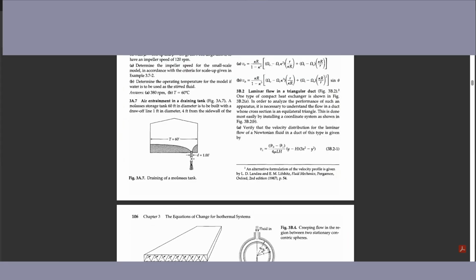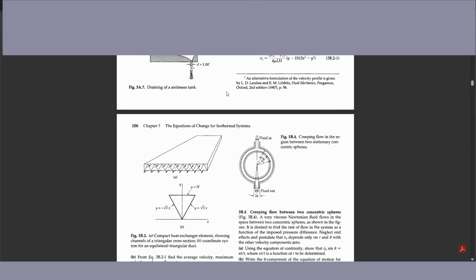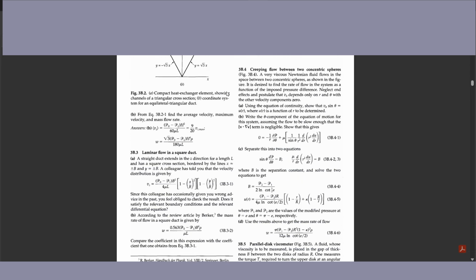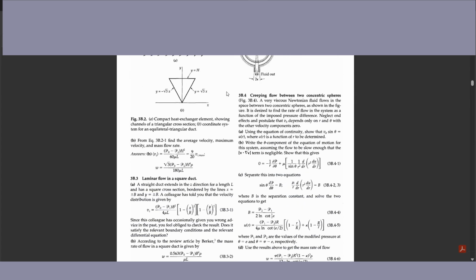All right, so now for part B, we are finding the velocity profile and the mass flow rate, which is pretty simple. Well, the mass flow rate, not the mass flow rate profile. It's the same for the whole thing. So let's do that.